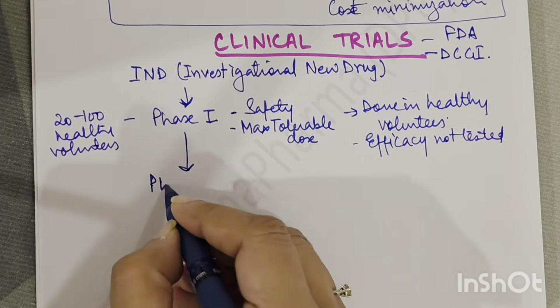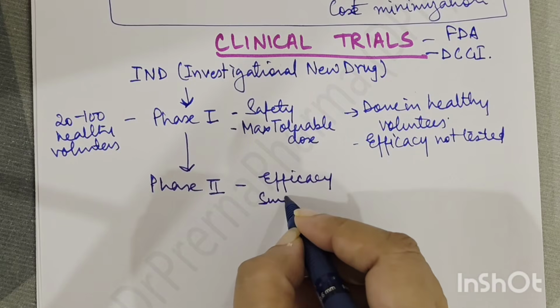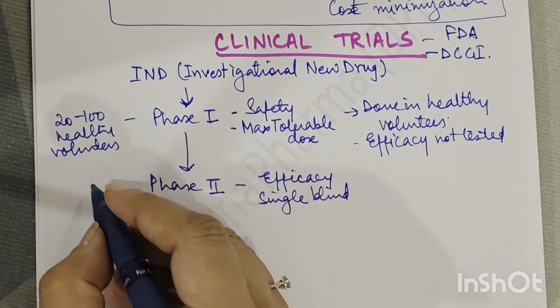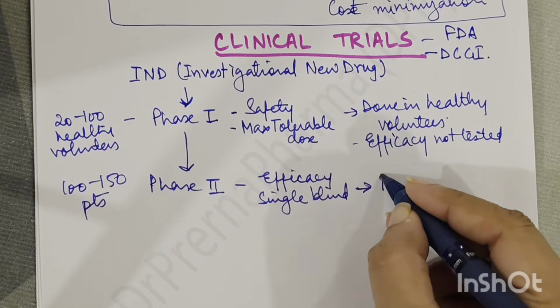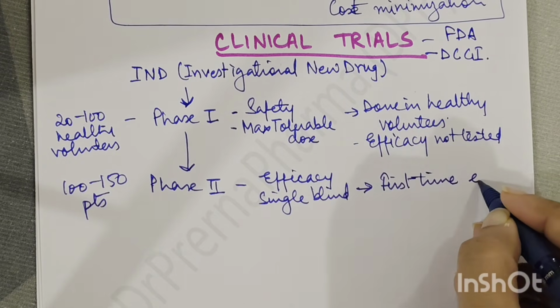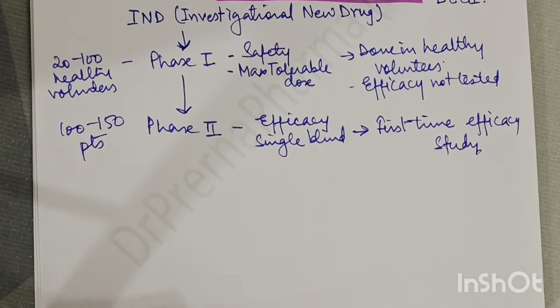Phase 1 के बाद ड्रग आती है phase 2 में. Phase 2 is mainly an efficacy study. इसमें सिंगल ब्लाइंड स्टडीज होती हैं, इसमें 100 to 150 पेशेंट्स होते हैं, and this is the first time efficacy study. Okay, and they're single time.